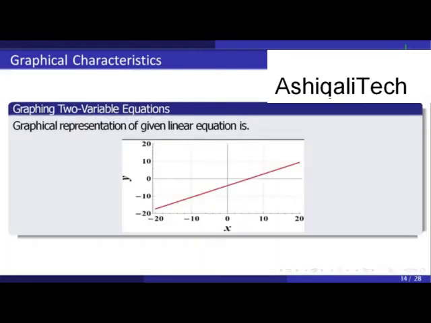Graphing two variable equations. Now we give the graphical representation of our given linear equation, and it is shown in this table. On the x-axis, we have taken the values of x. Similarly, on the vertical axis, we have taken the values of y. And the graph shown is a straight line.